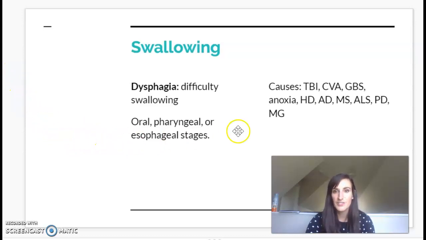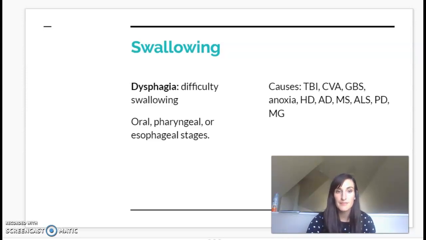And this has a serious neurological implication to it. The causes of dysphagia are going to be your infarct, traumatic brain injury, a CVA, Guillain-Barré, anoxia, where they had some kind of infarct happen and didn't get the oxygen supply to their brain, right? Huntington's disease, Alzheimer's, multiple sclerosis, ALS, we've talked about that recently, Parkinson's, myasthenia gravis. Swallowing difficulty, or dysphagia, can happen in any of the stages of swallowing: the oral, the pharyngeal, or the esophageal stages.